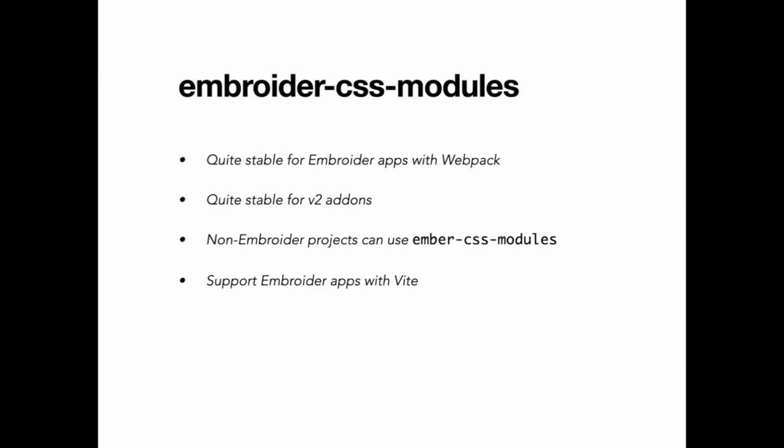When it comes to Embroider CSS Modules, I think things are looking brighter. I would say that the add-on is quite stable for Embroider apps with Webpack and v2 add-ons. There have been a few, let's say, breaking changes in the Embroider project, and each time this add-on was able to survive those changes. So I think it's good. The only way this add-on can really fail is, suppose for v2 add-ons, the Rollup plugin goes unmaintained. That's a possibility.